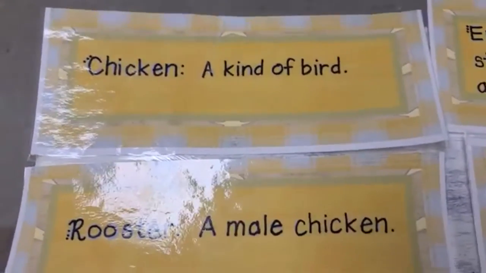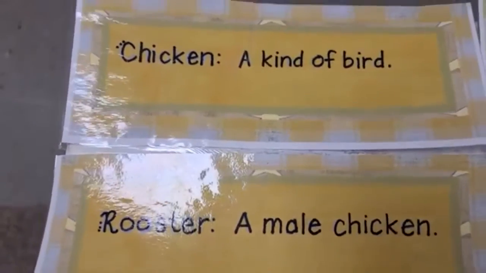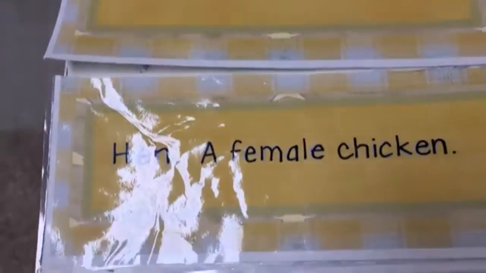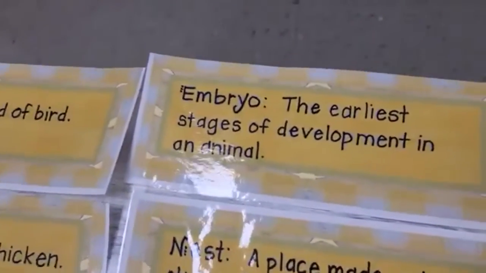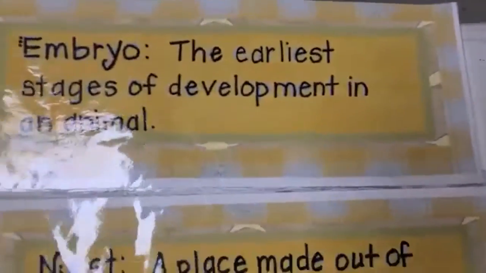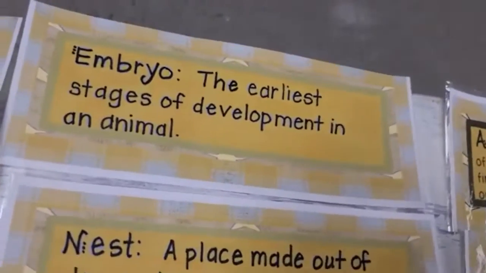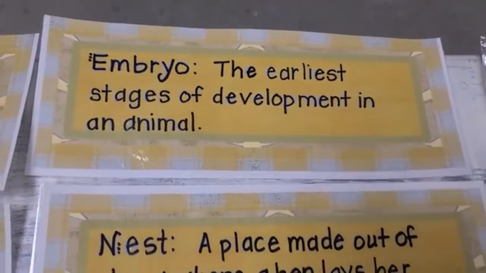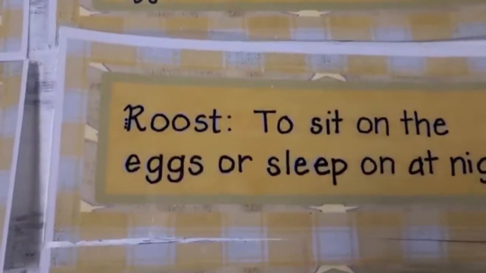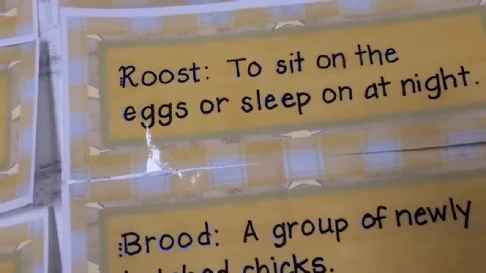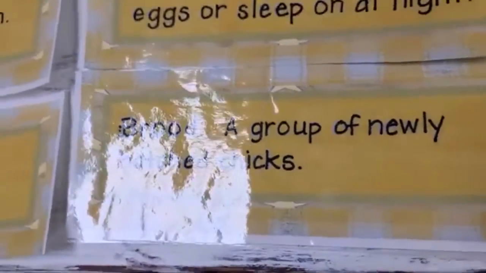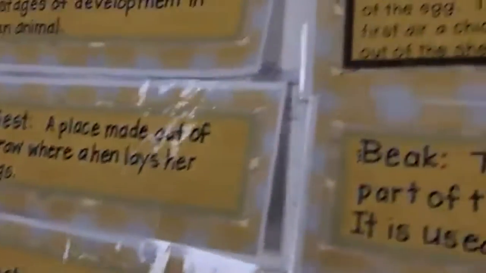And so we're going to take a look at our vocabulary words. Write some of these down on your paper to use today in your writing. Chicken, rooster, hen, incubator. These are all words that we've gone over every day, and you know what they mean, so you can go tell an adult in your house and write about these today. Embryo, nest, roost we said was a verb, to sit or sleep on. Brood is what we're going to call the group of newly hatched chicks.